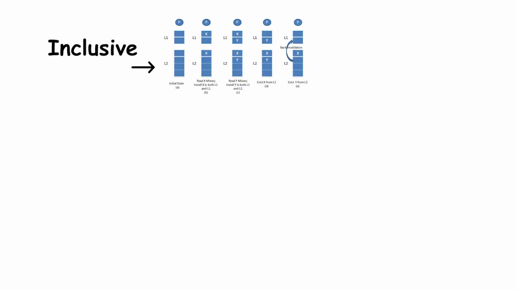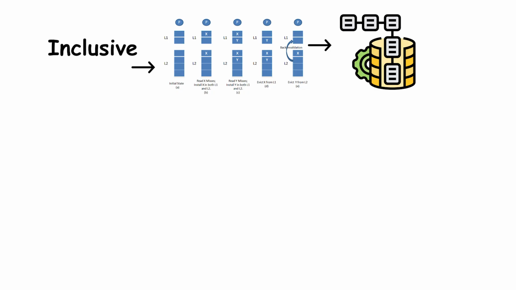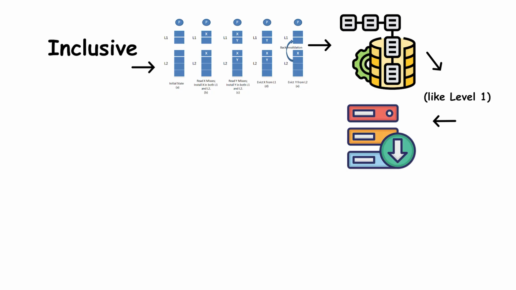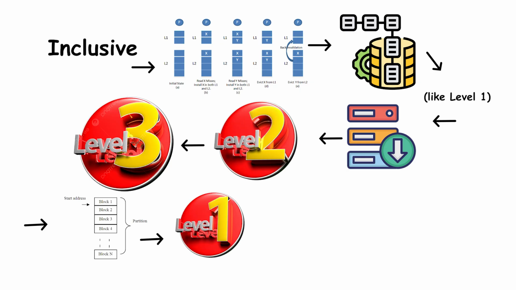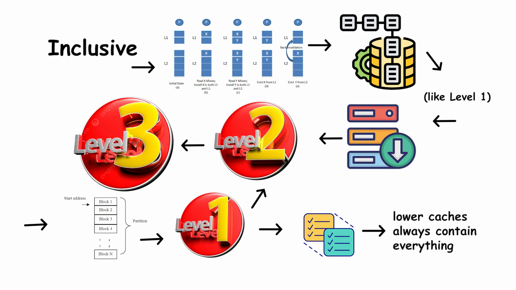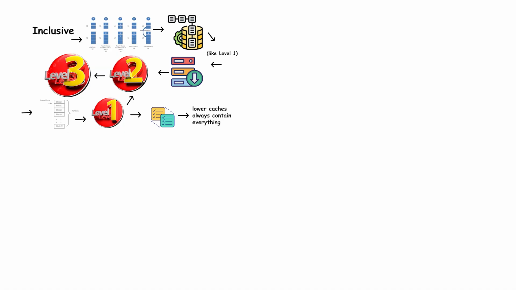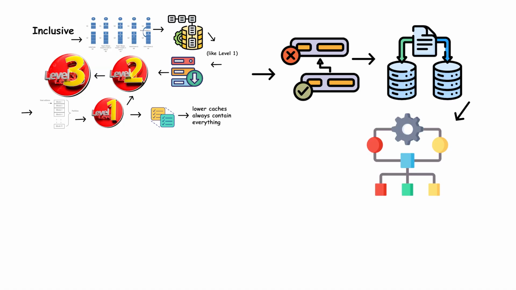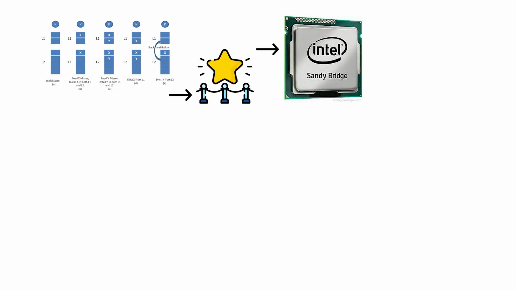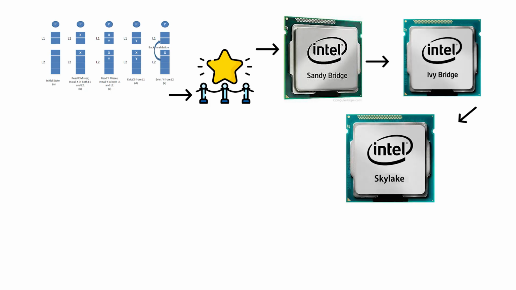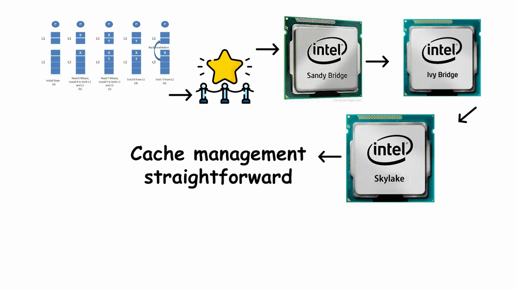Inclusive policy. In an inclusive cache hierarchy, any data stored in a higher level cache, like level 1, is also stored in all lower levels, like level 2 and level 3. That means if a certain block of memory exists in level 1, it's guaranteed to exist in level 2 as well. This approach simplifies data consistency because lower caches always contain everything higher caches have, and possibly more. The downside, it's redundant. The same data occupies space in multiple caches, reducing the total unique data the system can store. Still, inclusive hierarchies are popular in designs like Intel's older Sandy Bridge, Ivy Bridge, and Skylake processors because they make cache management straightforward and predictable.